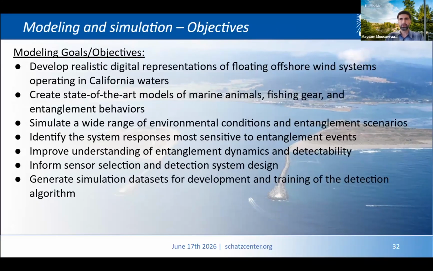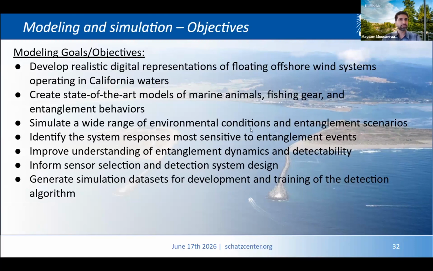So in this section, I will walk through the simulation modeling work for the detection algorithm. The main idea is straightforward. Before we can train an algorithm to recognize an entanglement, we need to know what the floating wind system looks like when it is operating normally, and then how that response changes when an animal or a piece of gear becomes entangled. Because real entanglement events are rare and difficult to observe offshore, simulation becomes our virtual laboratory.